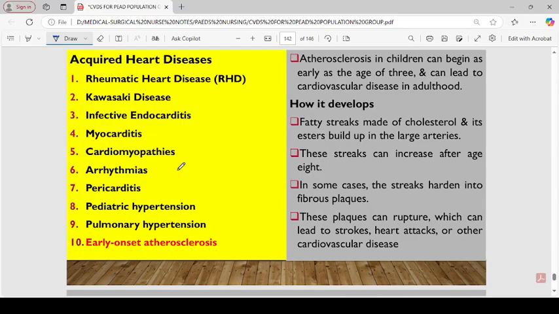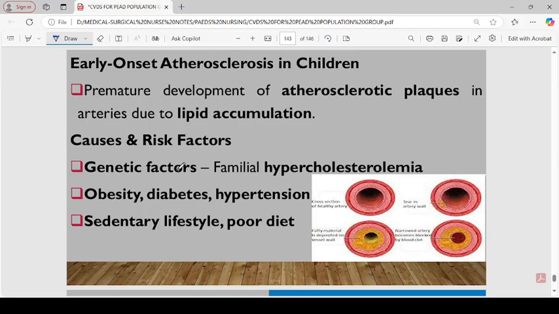The last condition here is early onset atherosclerosis. So atherosclerosis in children can begin as early as the age of 3 and can lead to cardiovascular diseases in adulthood, right? So fatty streak made of cholesterol and its esters will build up in large arteries. These streaks can increase after age 8. In some cases, the streaks harden into fibrous plaques. These plaques can rupture, which can lead to stroke, heart attacks, or other cardiovascular diseases.